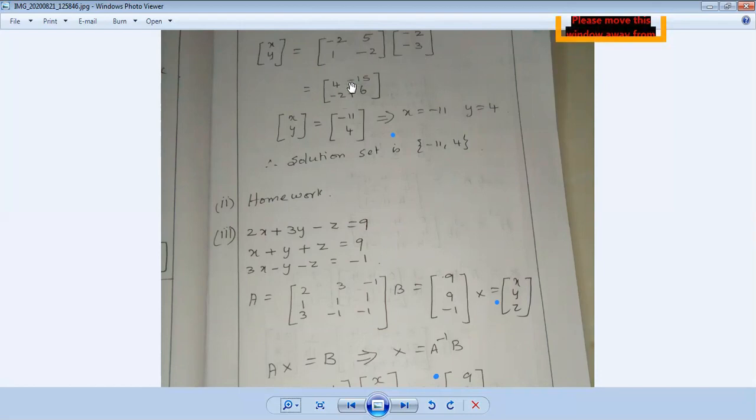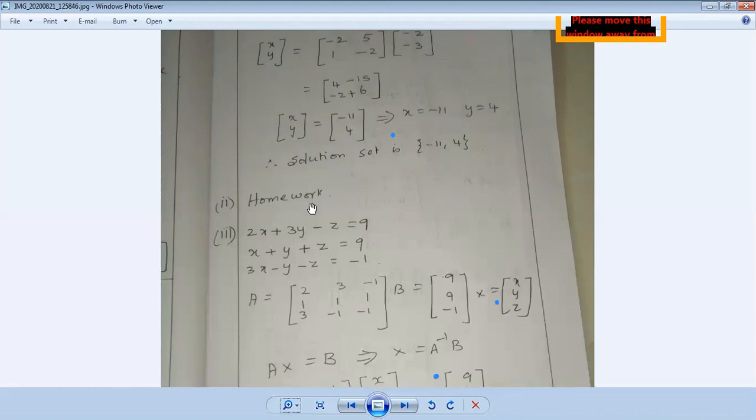Then multiply by the matrix multiplication method. First row, first column; here you have only one column. Therefore, first row: minus 2 into minus 2 is plus 4, 5 into minus 3 is minus 15, which is nothing but minus 11. Then 1 into minus 2 is minus 2, minus 2 into minus 3 is plus 6, minus 2 plus 6 is 4. Therefore, x value is equal to minus 11, y value is equal to 4. Therefore, the solution set is minus 11, 4.